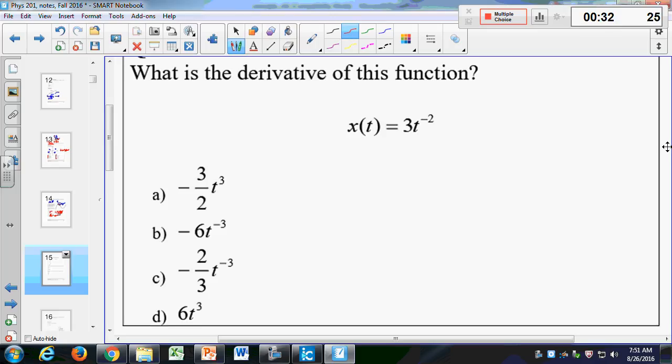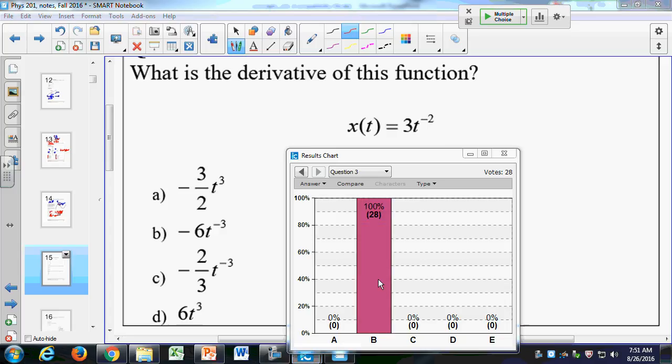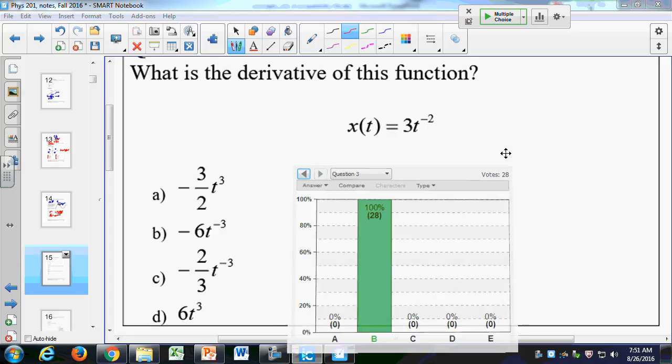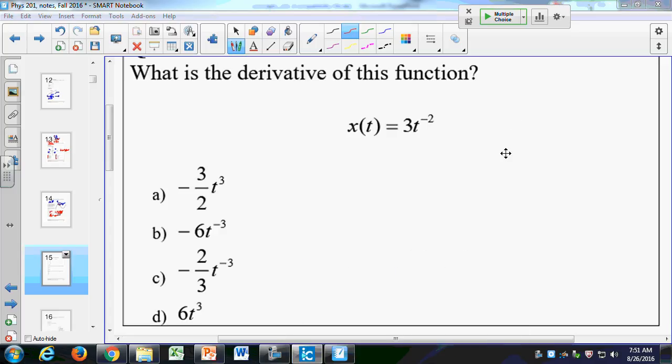All right, I'll stop at 35. 35. Oh, awesome. That's awesome. Y'all got derivatives down okay, right? You good to go? All right.